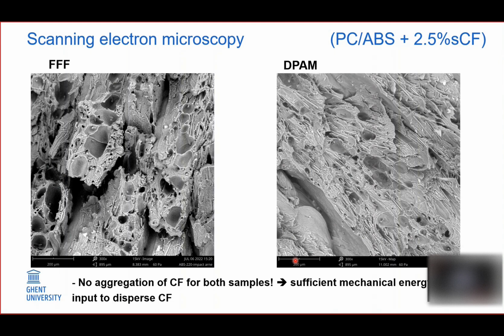To get more insights, we used scanning electron microscopy. Here we are trying to see if there are aggregates of carbon fibers when processing the composites via both techniques. And we can see that no matter which technique we use, FFF or pellet-based printing, no aggregates are formed. So we introduce enough mechanical energy to ensure a good dispersion of carbon fibers.